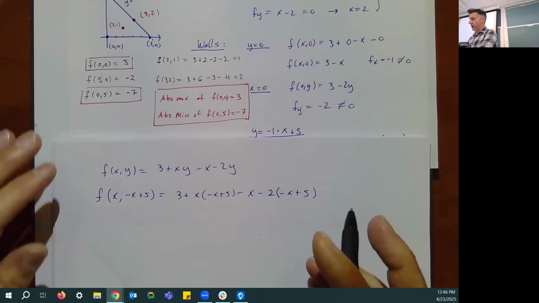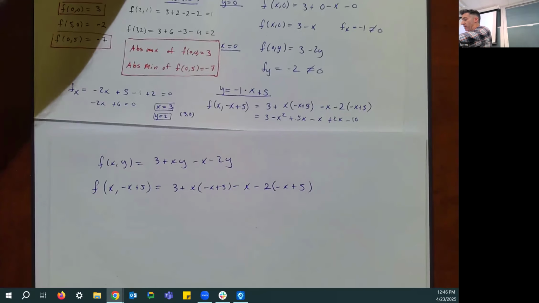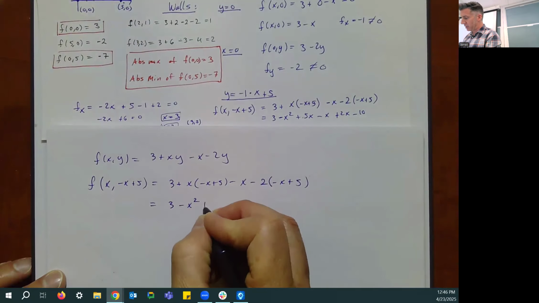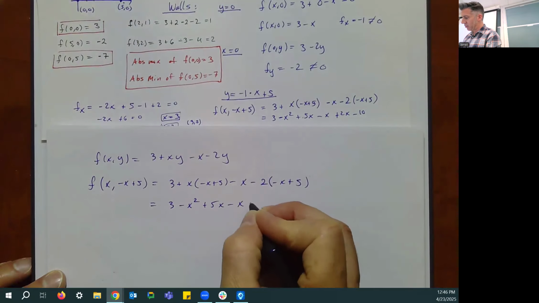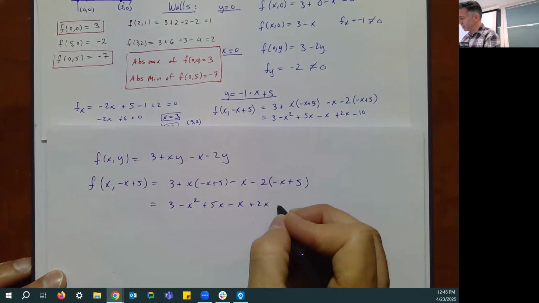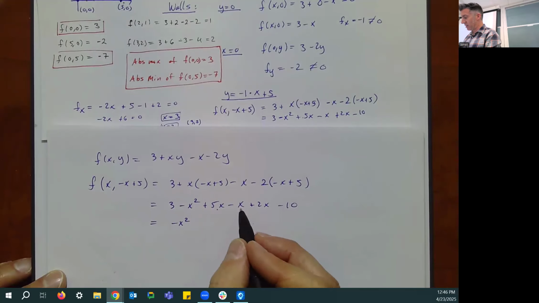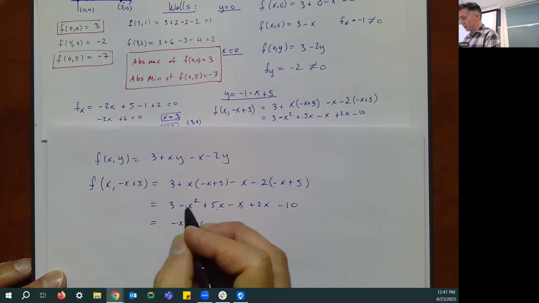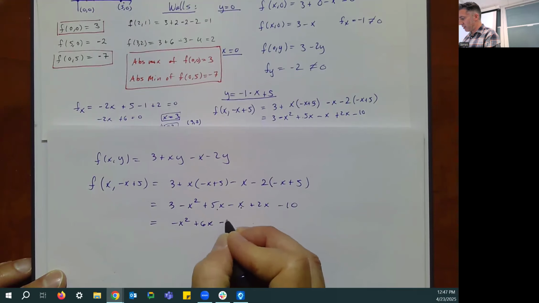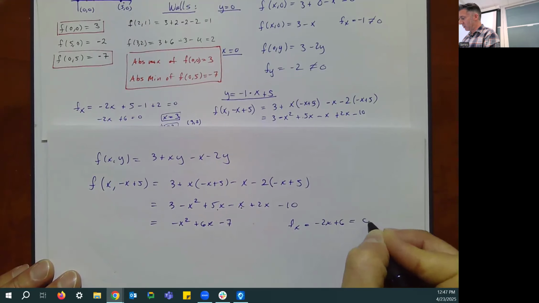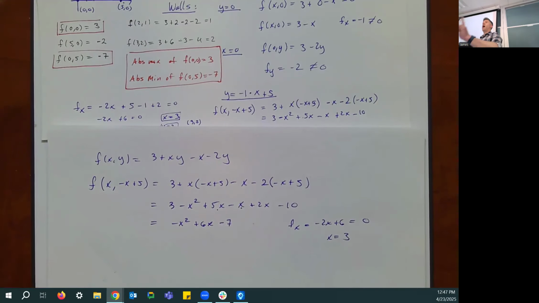So if we do this, what I should have done to be a little bit more careful is simplify this more nicely. This is 3 minus x squared plus 5x minus x plus 2x minus 10. If I simplified that more, I would have had minus x squared, 5x minus x is 4x plus 2x is 6x, 3 minus 10 is negative 7. Then I would take the partial derivative and get fx equal to negative 2x plus 6, set that equal to 0, and get x equal to 3. However, you could have also said, I don't want to write my equation in terms of x, I want to write it in terms of y.